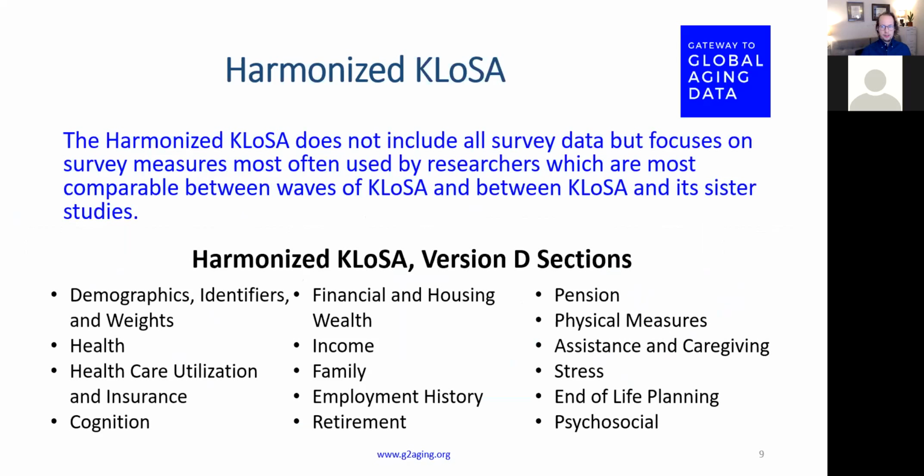The harmonized KLOSA, though, does not include all of the survey that's inside of KLOSA, but instead the harmonized datasets focus on survey measures which are most often used or requested by researchers and which are most comparable between waves of KLOSA and between KLOSA and its sister studies. Currently, the Harmonized KLOSA version D has 15 sections. You can see them listed here. Some of the newer sections that we've added include the physical measures, so the grip strength, assistance in caregiving stress, end-of-life planning, and psychosocial.